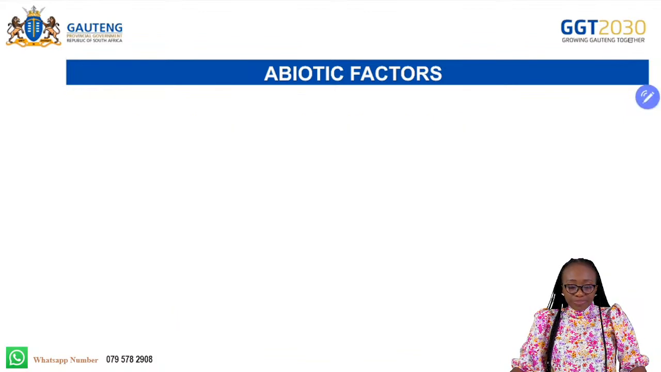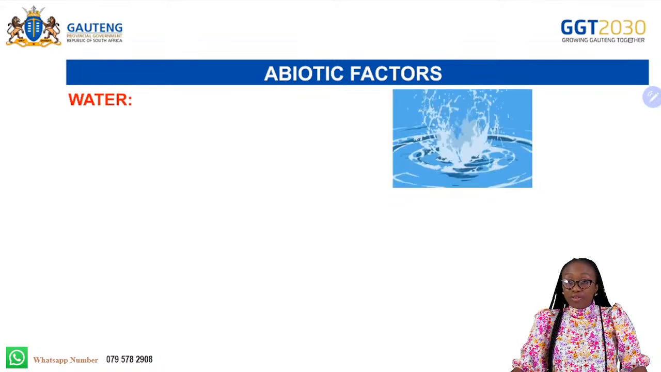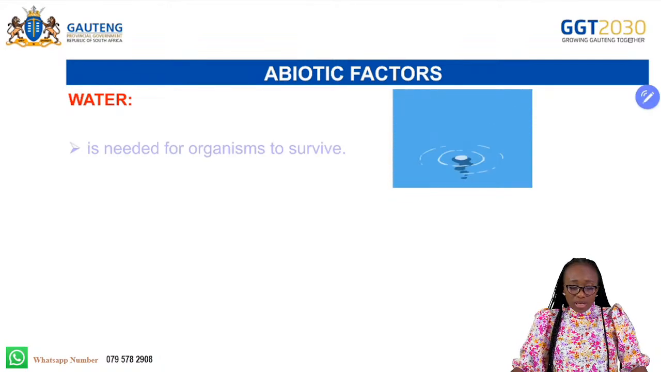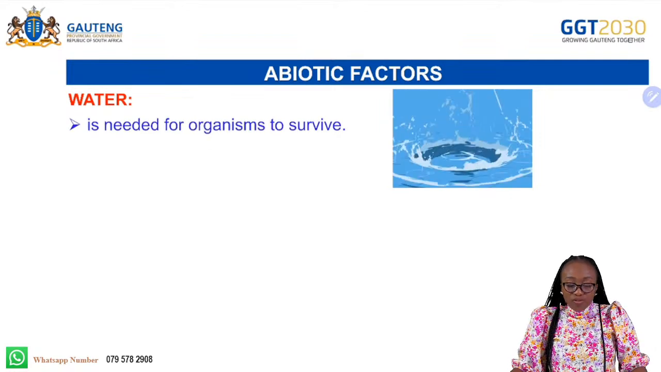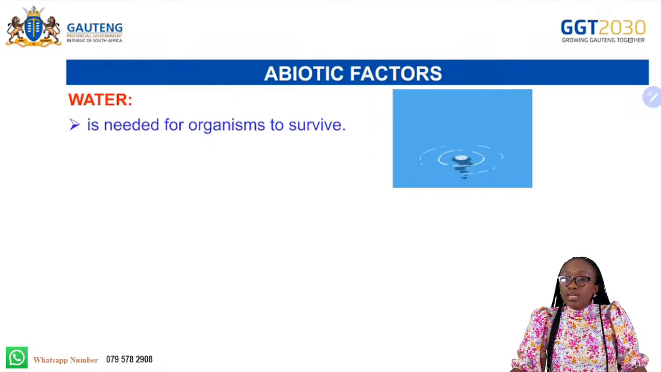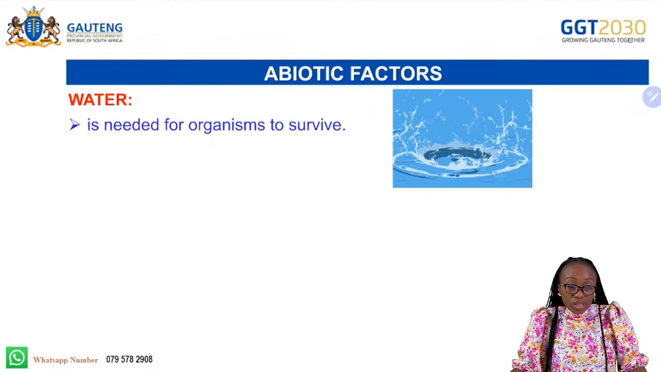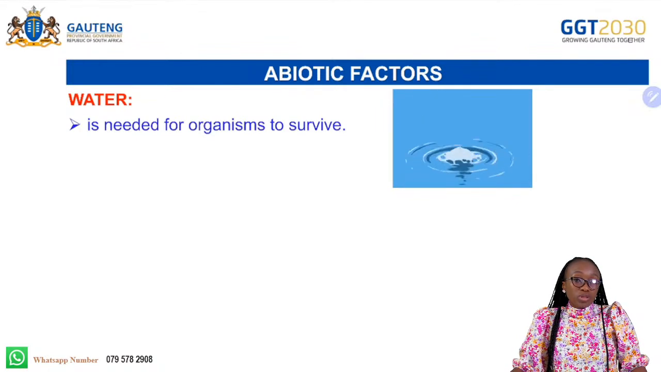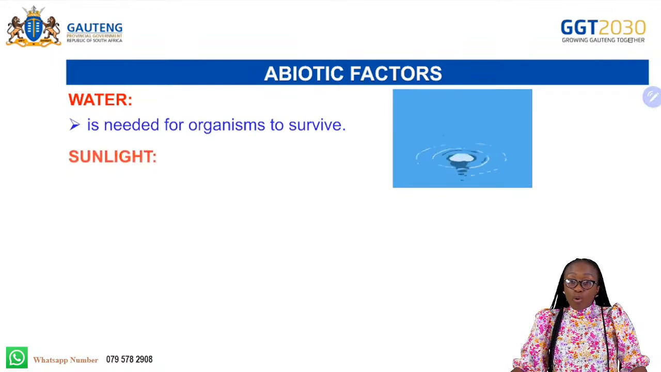Next, water. Water is a very, very important factor. Water is life. Water is needed for organisms to survive. Some organisms live in the water, some organisms drink the water. So water is important to all sorts of organisms.